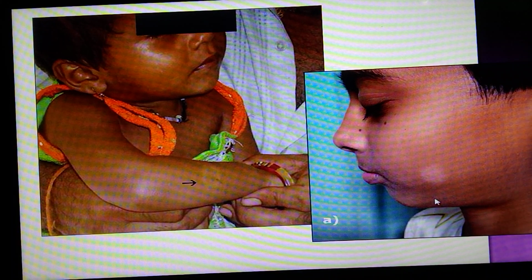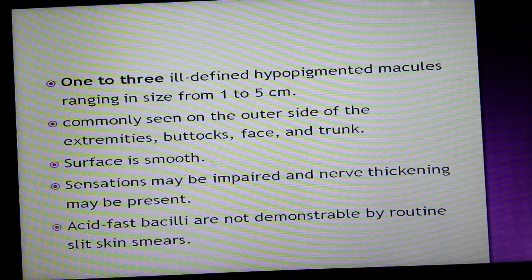In this picture, you can see these patches starting off the disease leprosy here. One to three ill-defined hypopigmented macules ranging in size from 1 to 5 centimeters will be there. It is commonly seen on the outer side of the extremities. What is meant by extremity? Extremity means a limb of the body, such as the arm or leg.